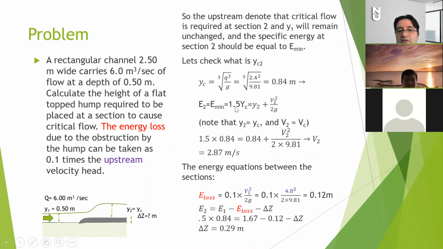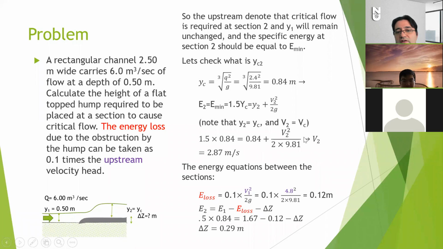And minimum energy means 1.5 y critical. If you calculate it, you are going to end up with this number. Sorry, this is y critical, and just multiply it by 1.5, then you will find it. And this critical energy is going to be equal to the specific energy on the right side. And then by using this equation, it is quite simple.